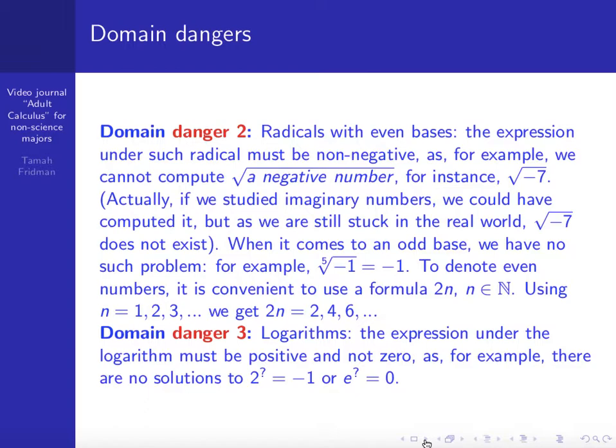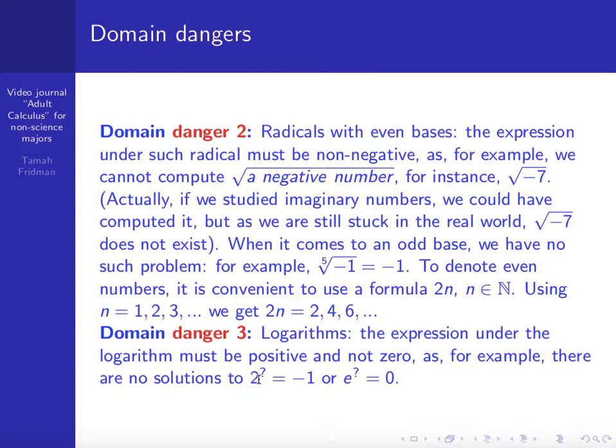The third danger is the logs. You kind of have to brush up on the logs to appreciate this explanation. So the expression under the log must be positive and non-zero, because if it were 0, it would be equivalent to something like e to what power will be equal to 0, and it just does not exist. So what we would have here is ln 0, right? And there is no solution.